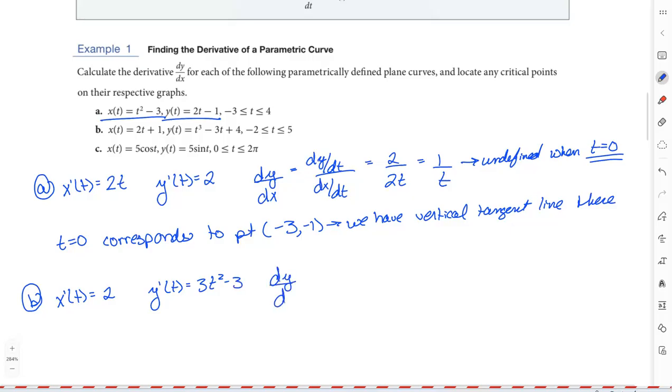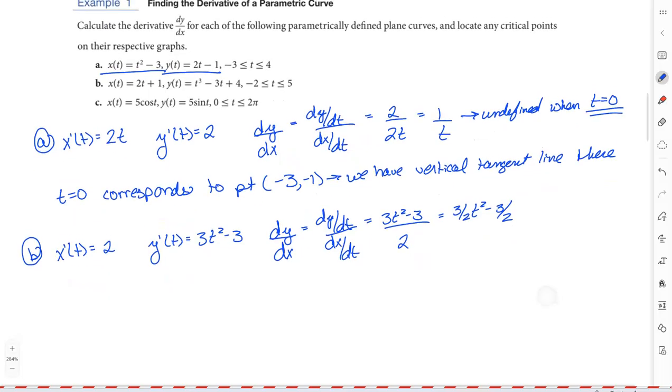So dy over dx equals dy over dt over dx over dt. So dy over dt is 3t squared minus 3. dx over dt is 2. And I could write that as 3/2 t squared minus 3 over 2.